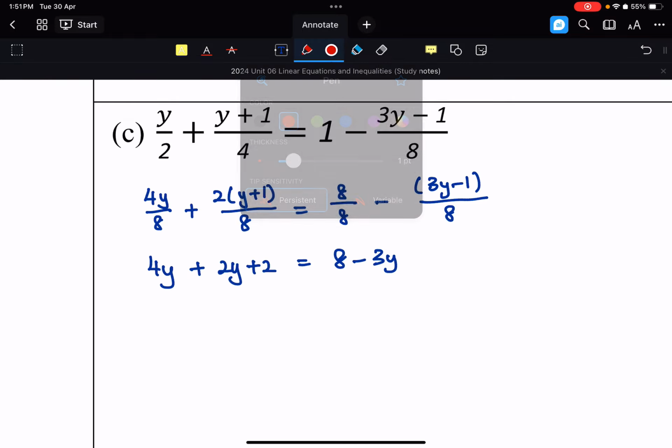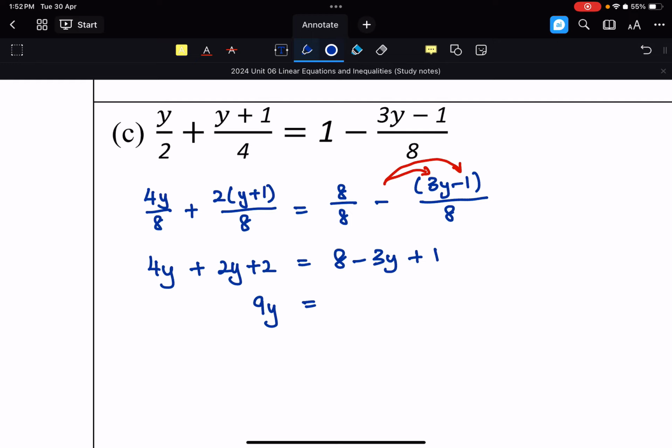Now take note, here distribution, distribute properly. So we will end up with plus 1 over here. Okay, so simplifying this, we have 6y, 9y's, and then 8 plus 1, 9, 9 minus 2, 7. Right? So y is equals to 7 over 9.